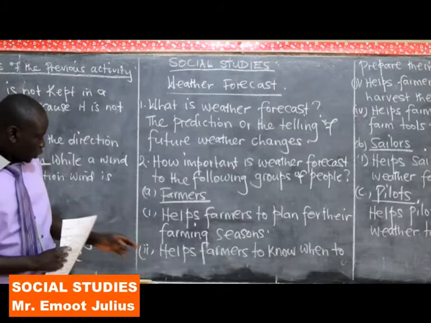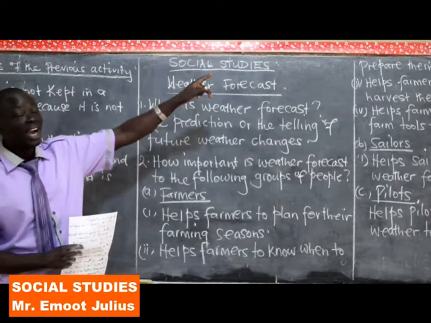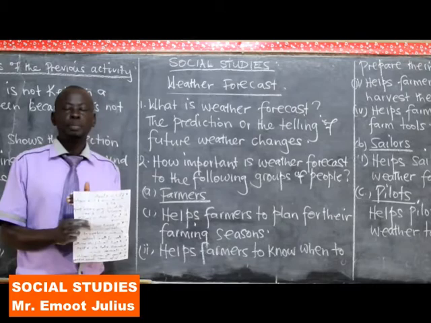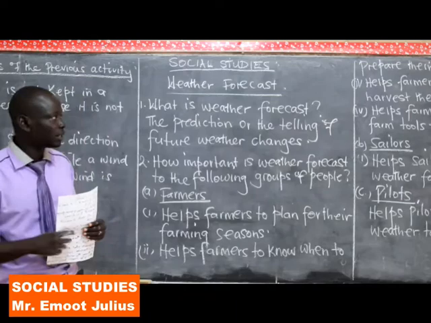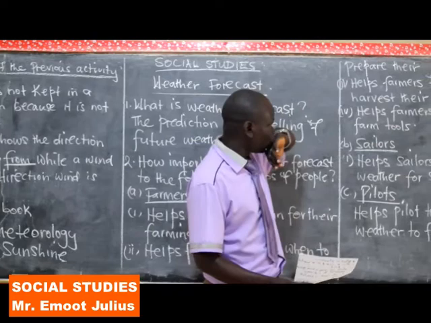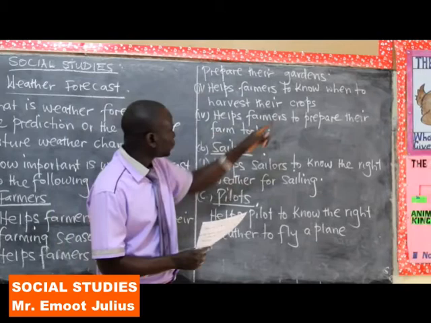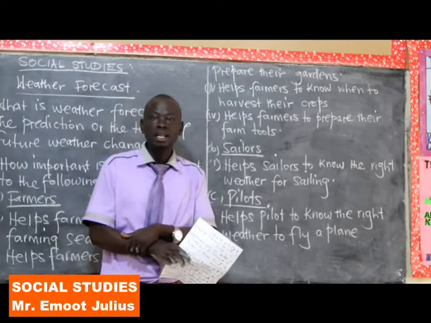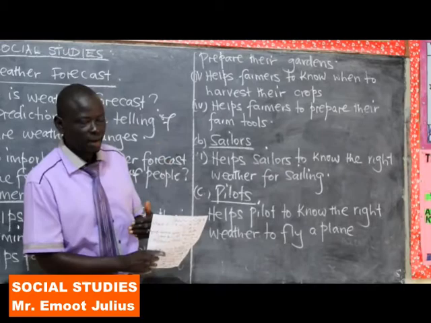Also, weather forecast helps farmers to know when to prepare their gardens. Because the garden is always prepared during a dry season. So a farmer is able to know when a dry season comes, then starts preparing the gardens in order to wait for the rainfall season. At the same time, weather forecast helps farmers to know when to harvest their crops. And as I said again, harvesting is done during a dry season. So the farmer is able to tell that when the dry season comes, it will be time for harvesting the crops.